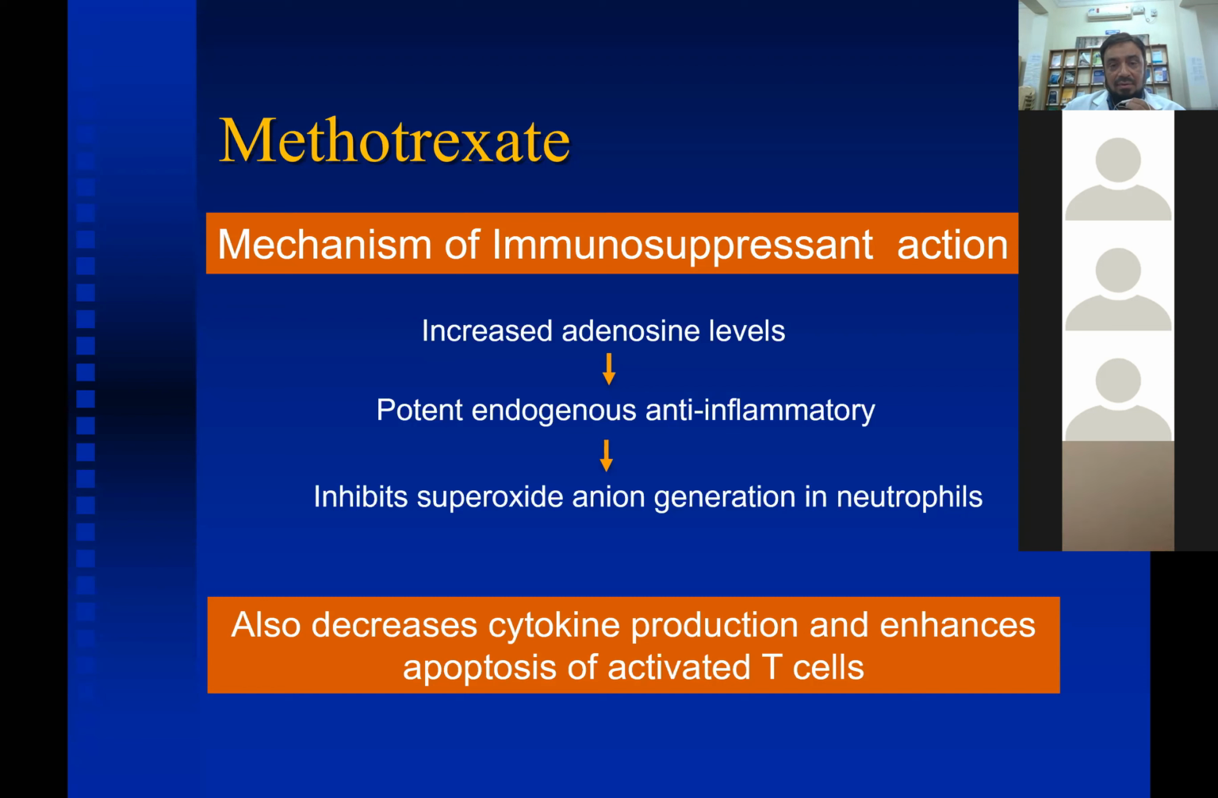Folic acid deficiency, like with any other folate inhibitor, can cause megaloblastic anemia, because it inhibits the formation of the active form of folate, that is tetrahydrofolate, by inhibiting dihydrofolate reductase, mainly in cancer cells. Okay, so it has more affinity for the cancer cells.